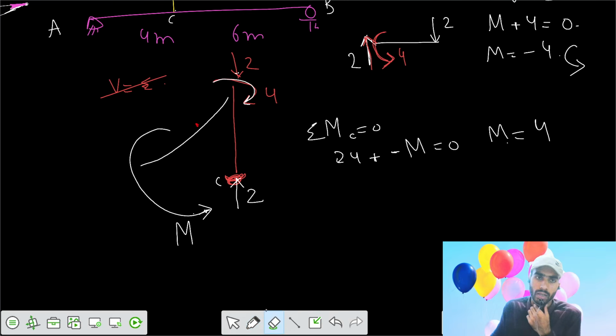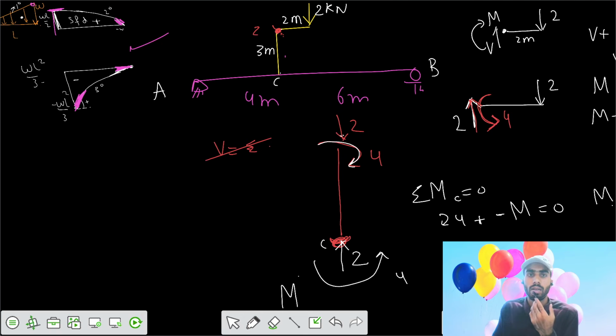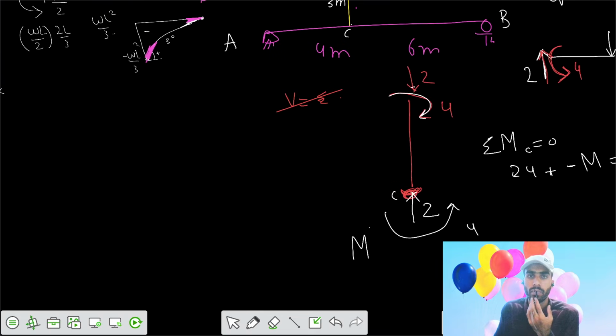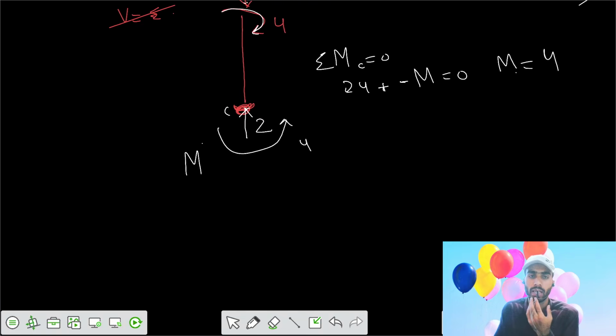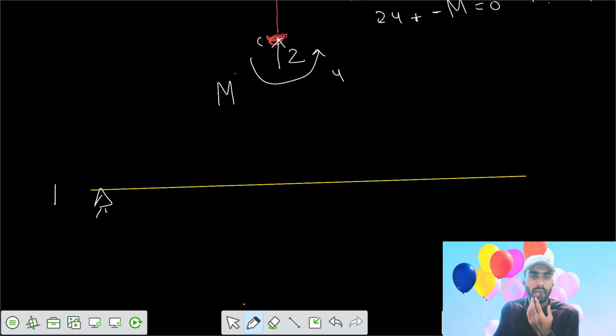So we can remove this part, and we can make it smaller. So your moment here is m equals 4. Now after the two bars are over, we have the main beam of 4 meter, 6 meter. This was your beam, this was A, this was your B, 4 meter and 6 meter.